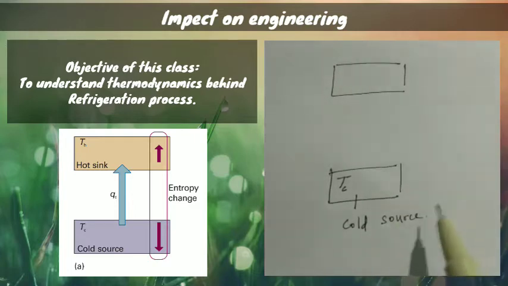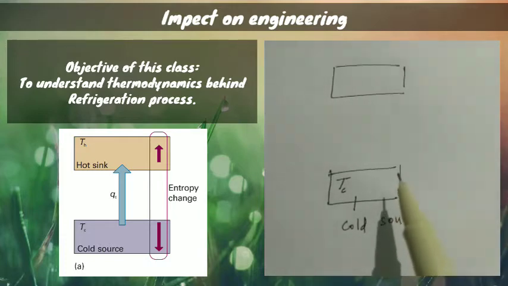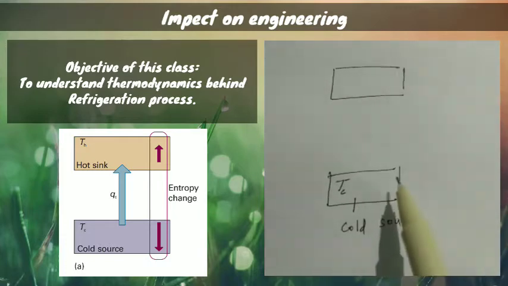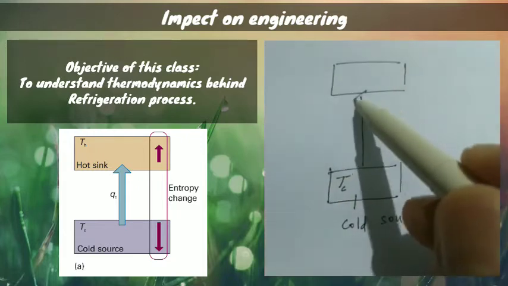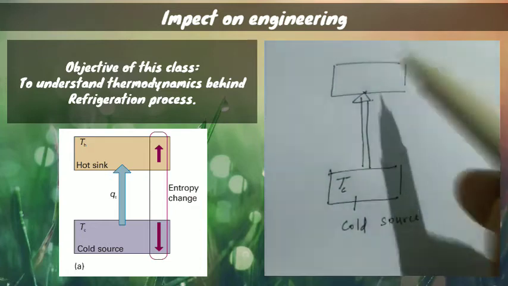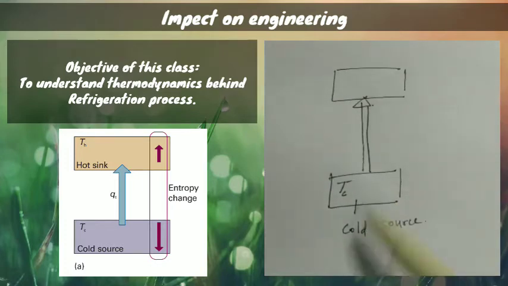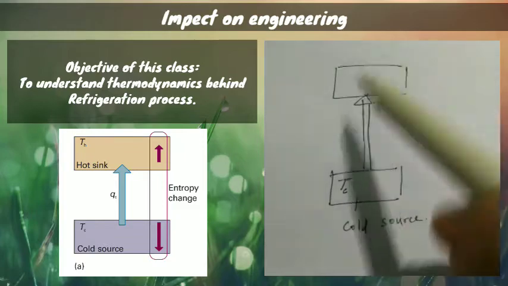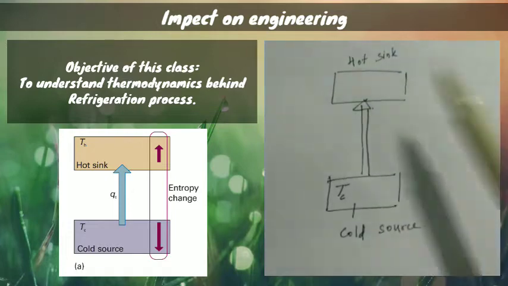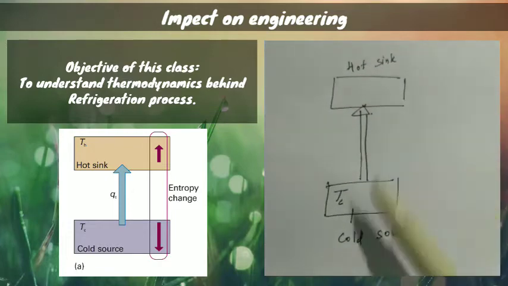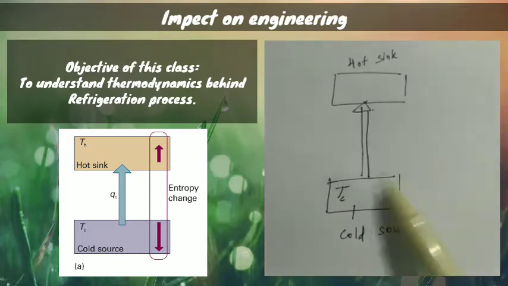So we have to remove further some heat energy from this system, remove the heat from the system and send it to the surrounding. Let's suppose this is your surrounding, or some other system. So what we have to do is remove the heat energy from this cooled source to some hot sink. If you relate this to the machine, this is your refrigerator and this is your surrounding.